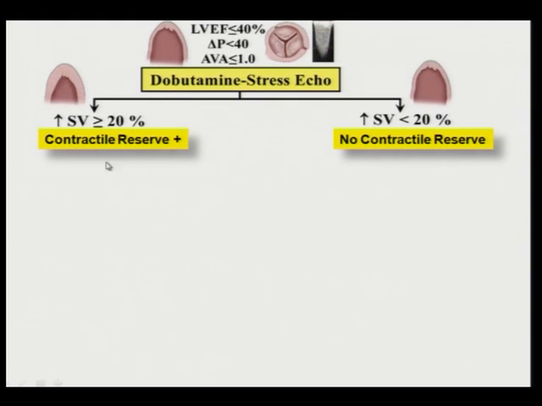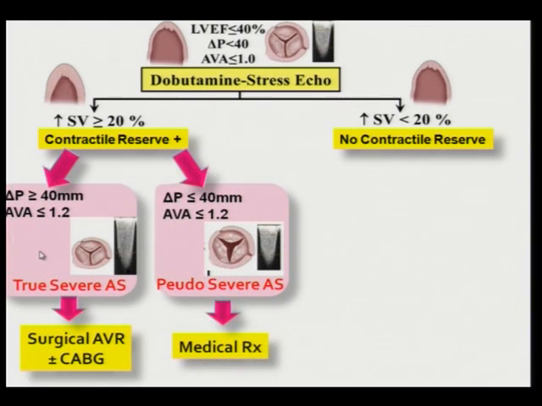If the contractile reserve is more than 20%, meaning the stroke volume goes up by 20% or the ejection fraction goes up significantly, then in this type of people we try to look at whether we are dealing with truly severe aortic stenosis or pseudo-severe aortic stenosis by looking at the incremental increase in the peak gradient and the mean gradient.